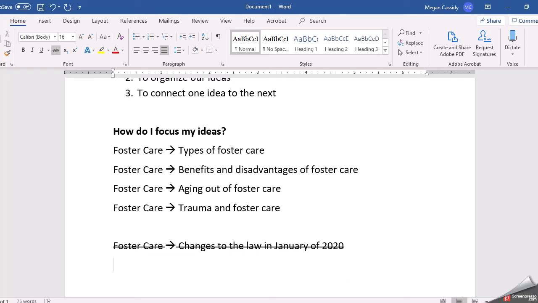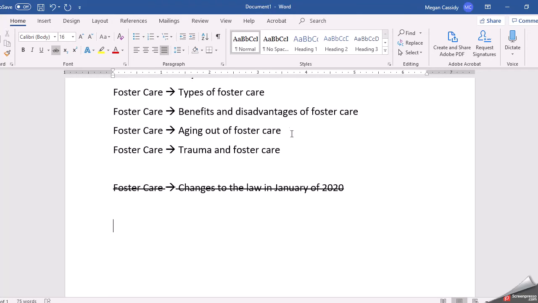So the first thing you want to do is focus your ideas. Then after that, you're going to organize them. So if I'm looking at, I'm going to just take this as an example.